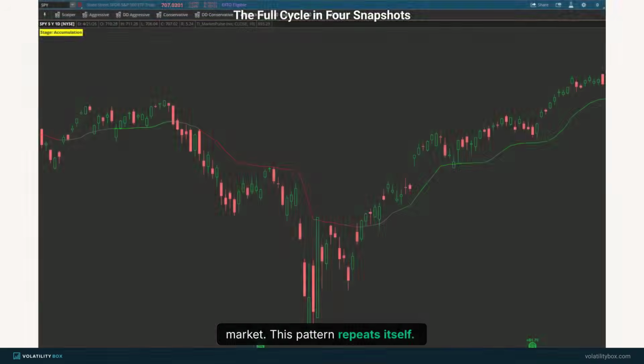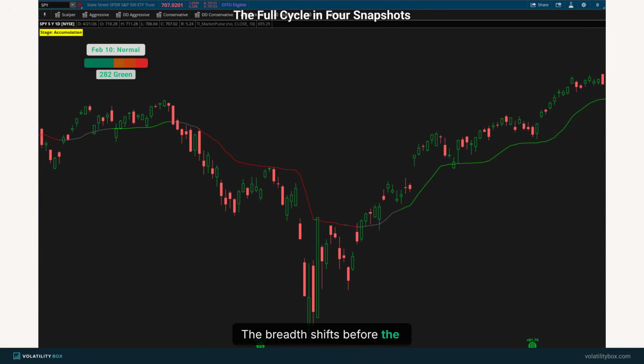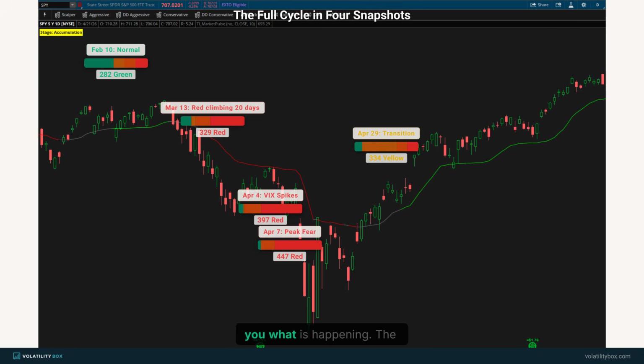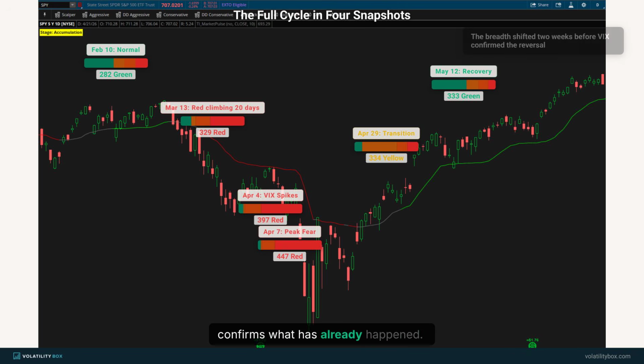This pattern repeats itself. The breadth shifts before the VIX moves. On the way down, the market pulse warned you for 20 days before the spike. On the way up, it showed stabilization 2 weeks before the VIX confirmed the bottom. The distribution tells you what is happening. The VIX only confirms what has already happened.